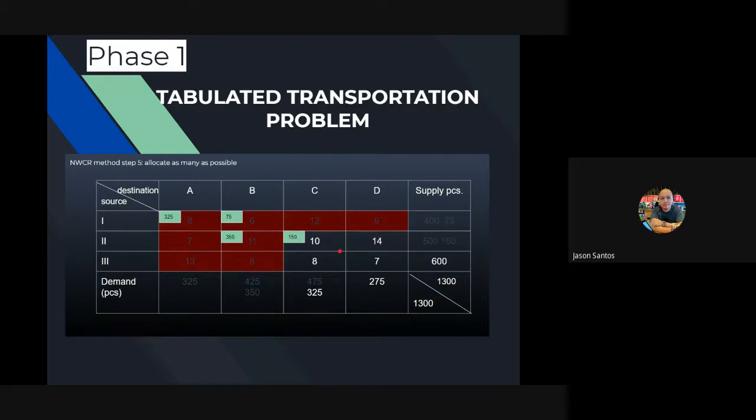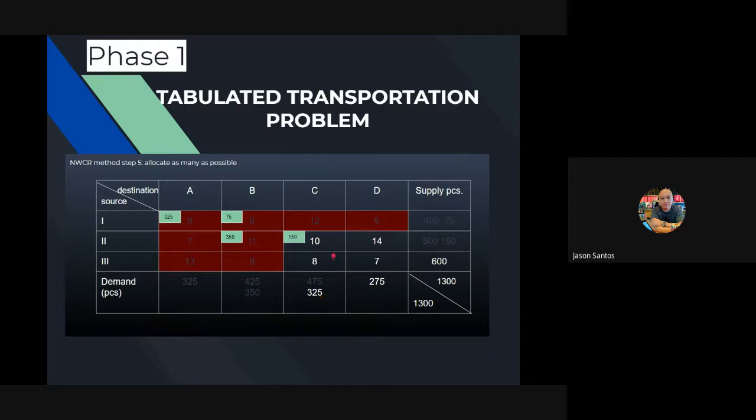So we do the same step. We cancel this out, this entire block. Why? Because again, it is already exhausted. And then earlier, we still have 150 left here. So 150, we transferred it again here in the northwest corner region because 150 is lower than 475. So 150 minus 150, it's zeroed out. And then 475 minus 150, you have 325 demand left.